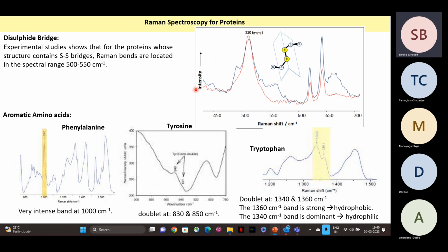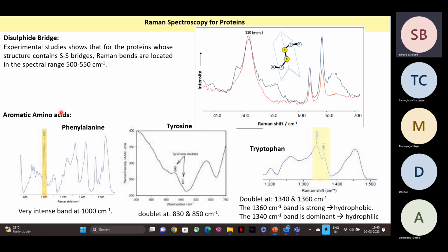Raman spectroscopy can also be used to detect the presence of disulfide bridges. So if there are two cysteine molecules, a disulfide bridge can form, and the characteristic of the disulfide bridge is a peak which appears from 500 to 550 centimeter inverse. So we can find out if the two cysteines are free or they are connected by a disulfide bridge.